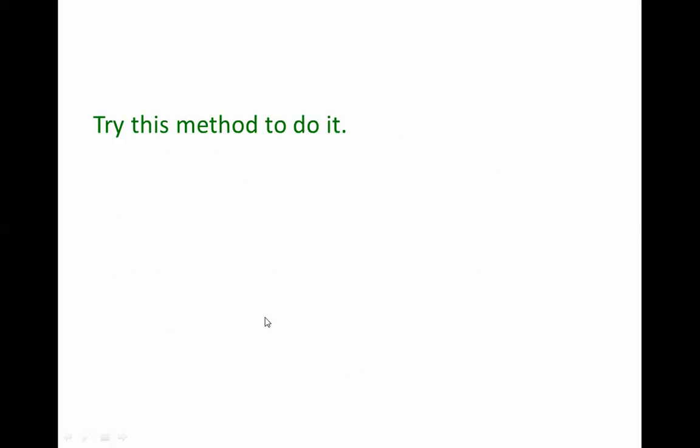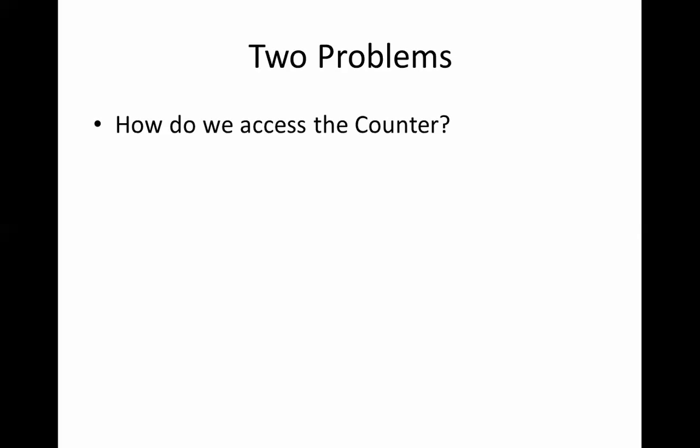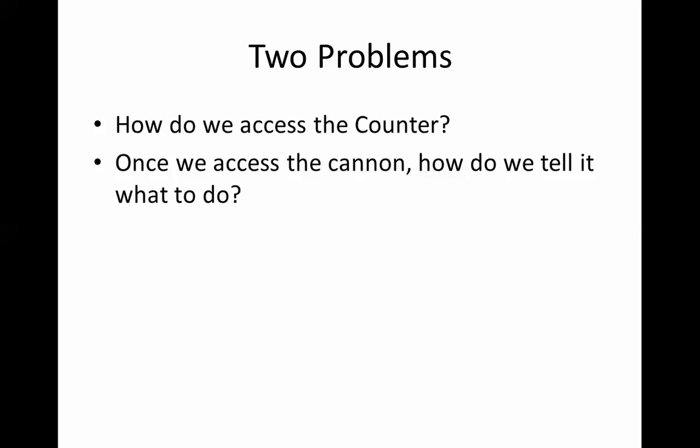Okay, so try this method. We're going to put this into the cannon, right? So public int update life counter, cannon life counter dot set value life. Okay, what's the result? And the result is probably not good. It's probably not going to work because we have to figure out a way for the cannon to talk to the counter, right? There's two problems. How do we access the counter? And once we access the counter, how do we tell it what to do? That should say counter. I'm going to fix that real quick.